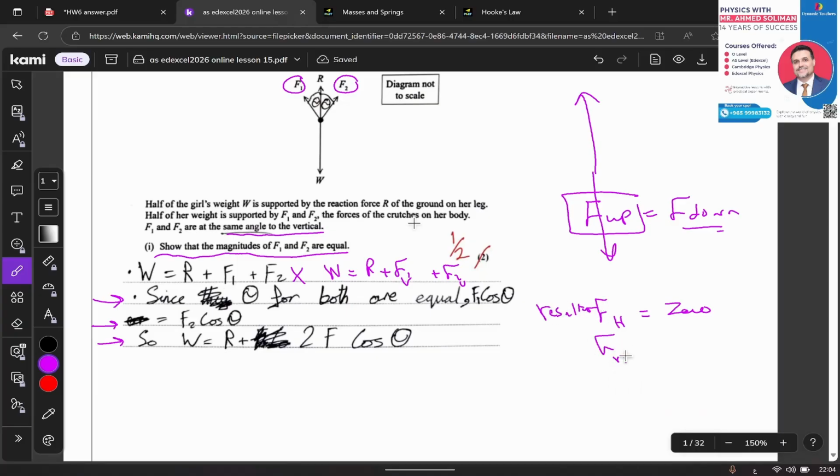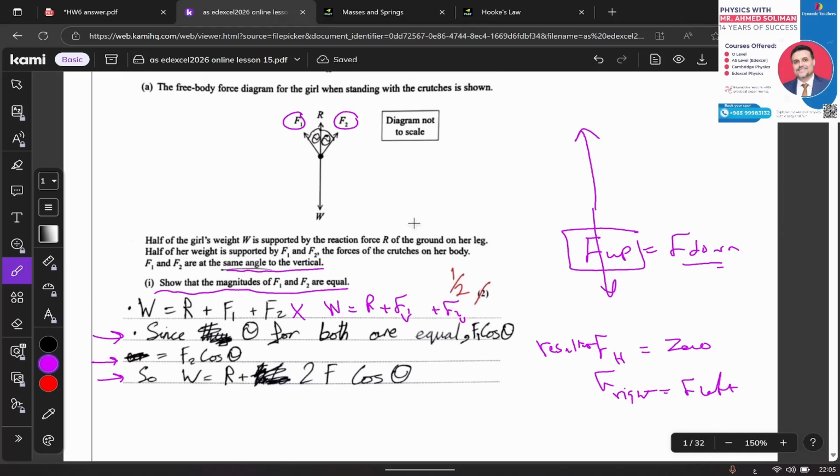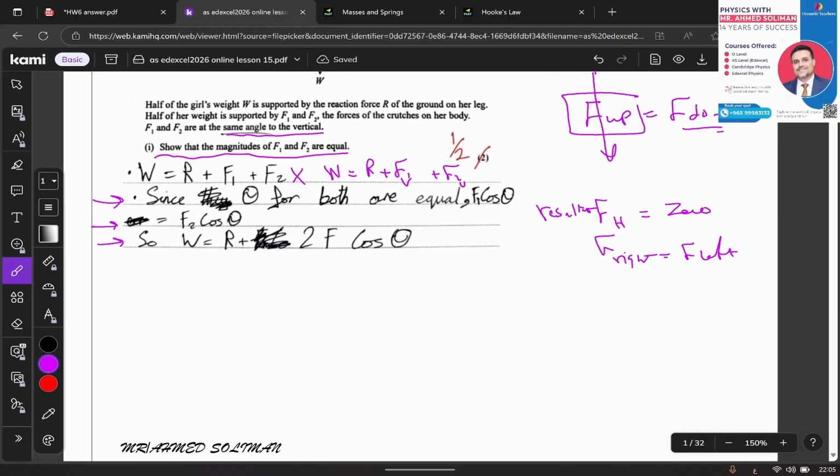So F right equals F left. So now we will talk about the horizontal component of F1 and the horizontal component of F2, which must be equal because the girl is in equilibrium. So we can write horizontal component of F equals F cosine or sine?